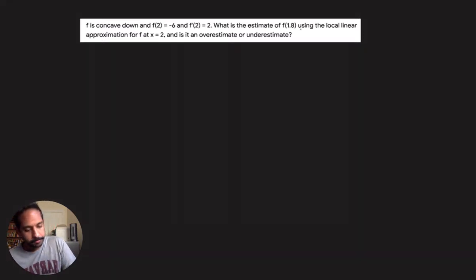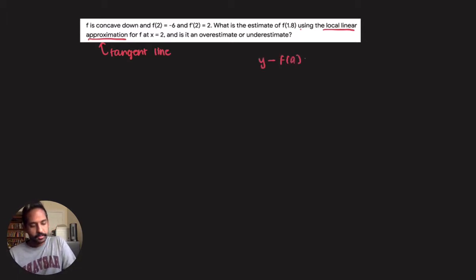So, local linear approximation tells us that we're going to be doing tangent line work, and so we need to know the equation of the tangent line in point-slope form. Y minus f of a equals f prime of a times x minus a. I hope now you're seeing why this is my preferred form, because now we know a is 2, so I'm just going to replace that. Y minus f of 2 equals f prime of 2 times x minus 2.